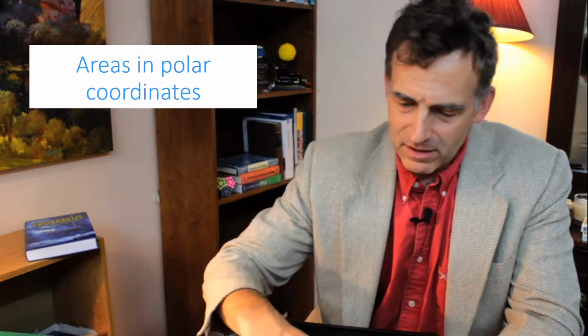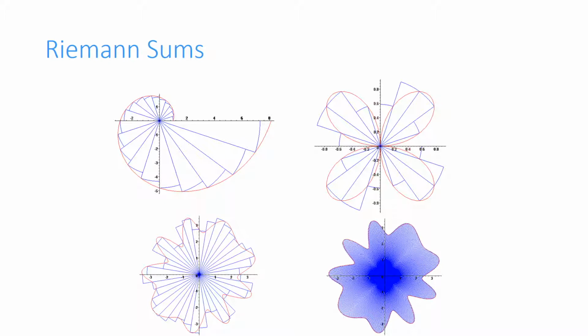Today we're going to be talking about areas in polar coordinates, so let's get right to it. Starting out, I need to remind you about Riemann sums. In rectangular coordinates, a Riemann sum would be made up of rectangular chunks that you put together to make an area.